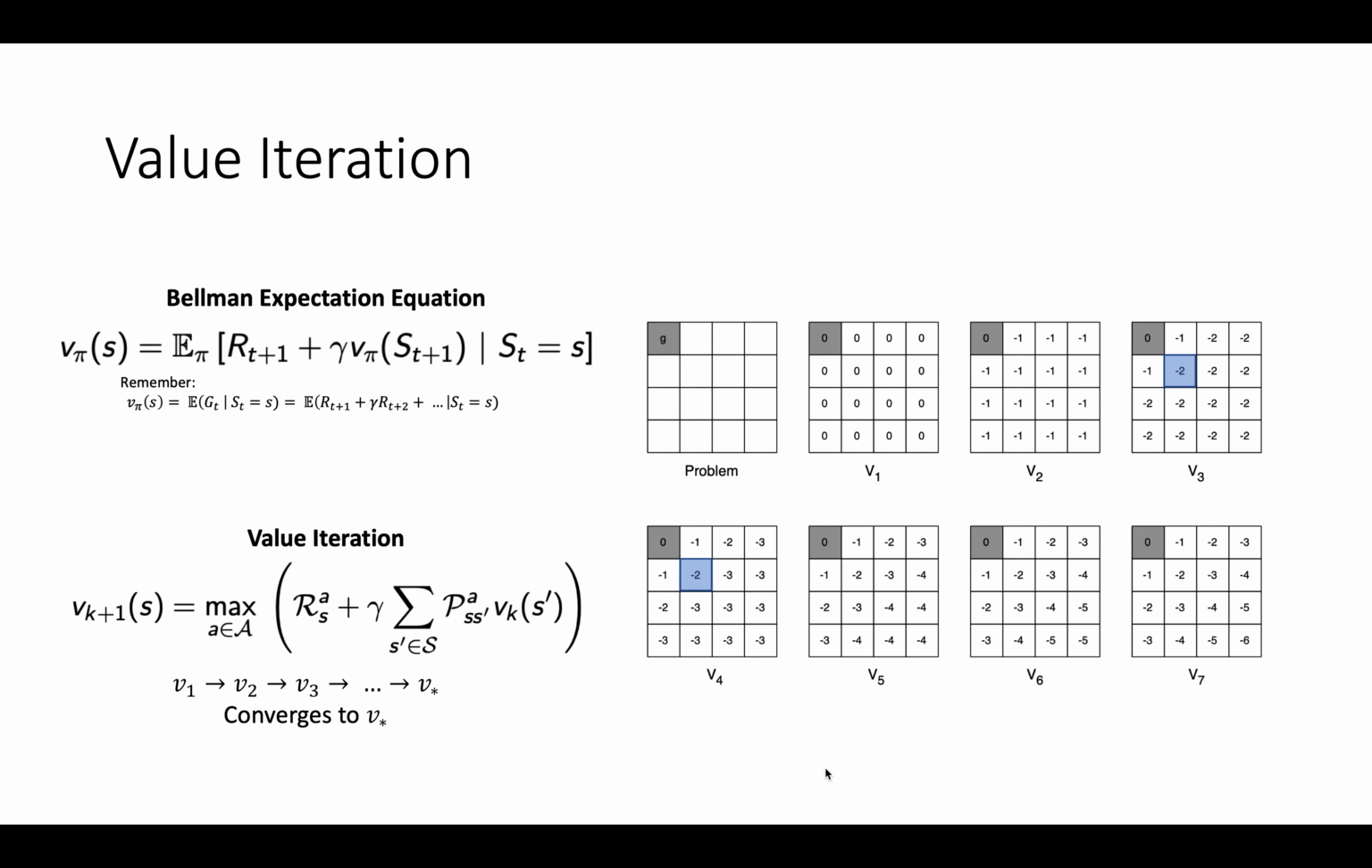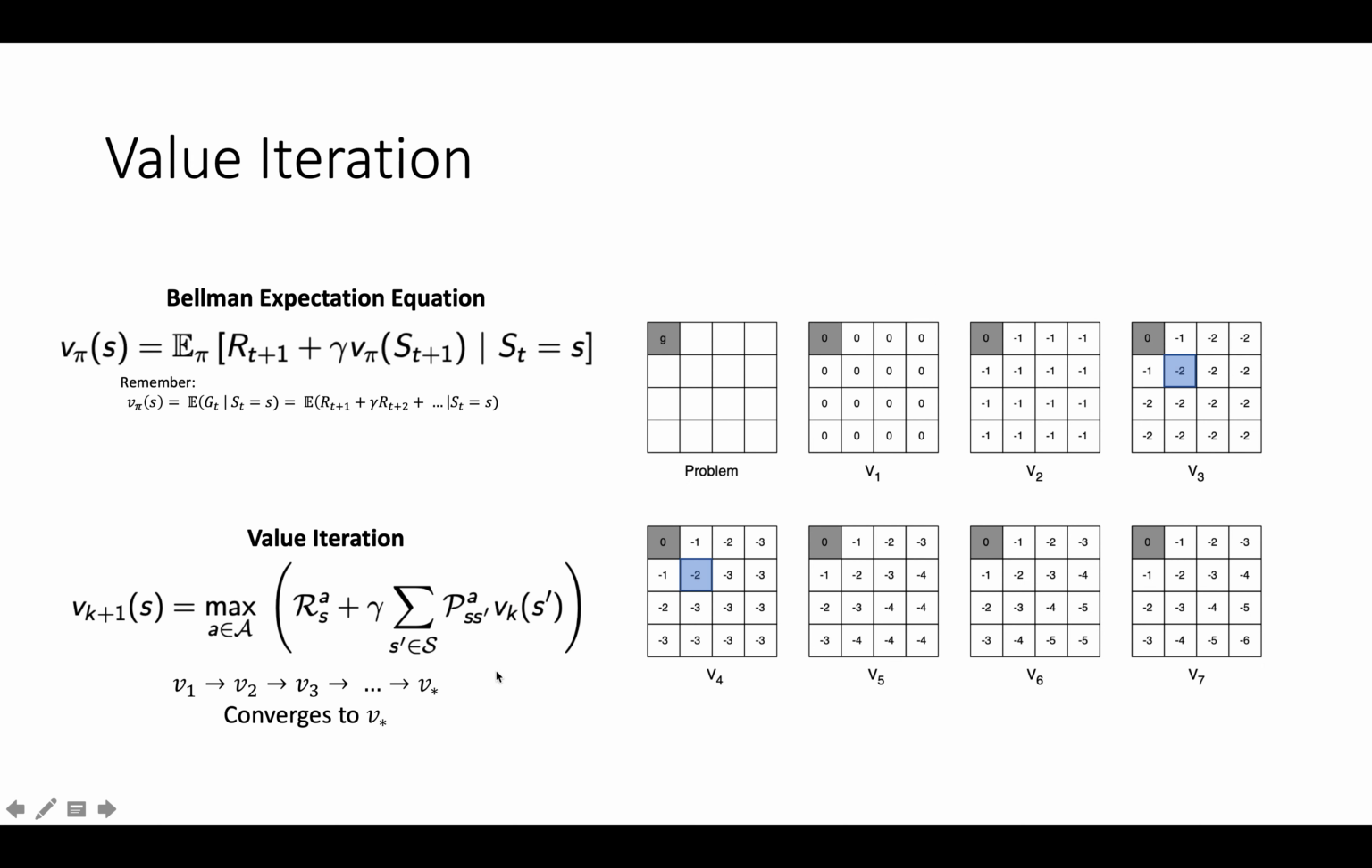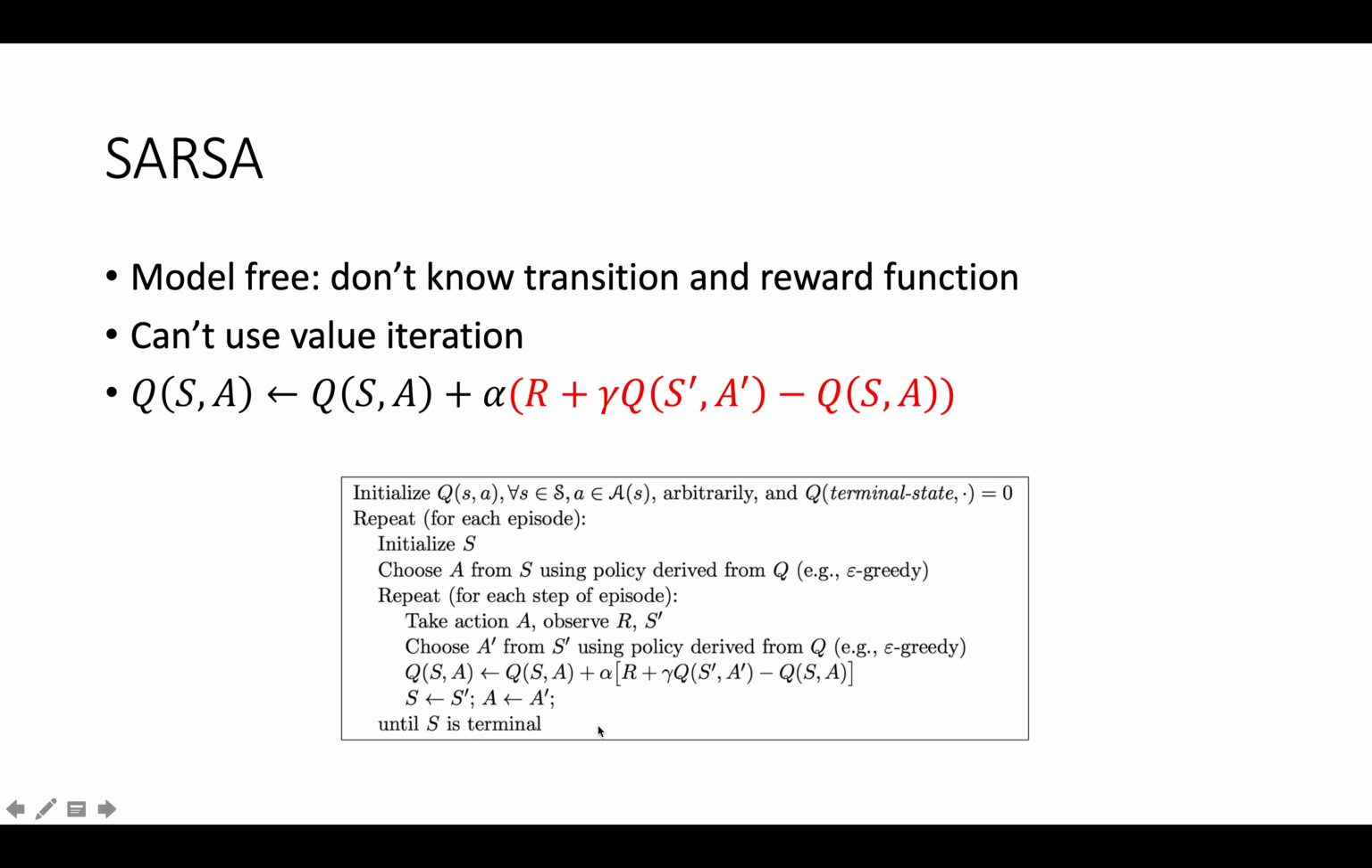So this would give us a policy that just points towards the terminal state. So what if we don't know the transition and reward function? Well, this is called model free, and we can't use value iteration because this depended on knowing the transition and reward function. If we just go back, you can see the reward function here and the transition probability function here. So we don't know that anymore. So can we still learn the optimal value function?